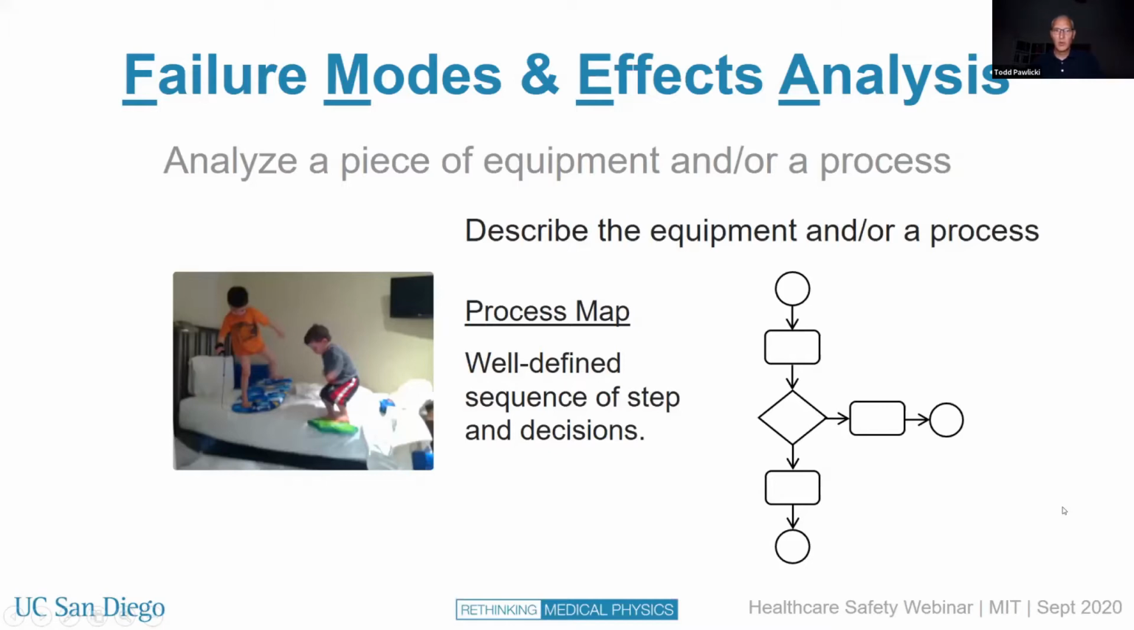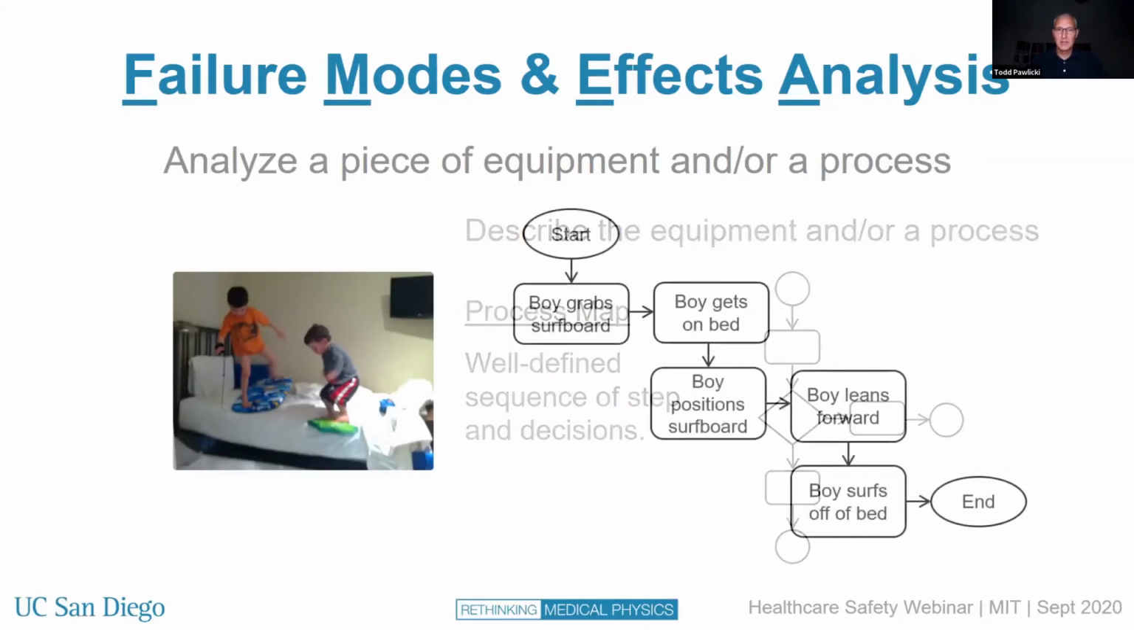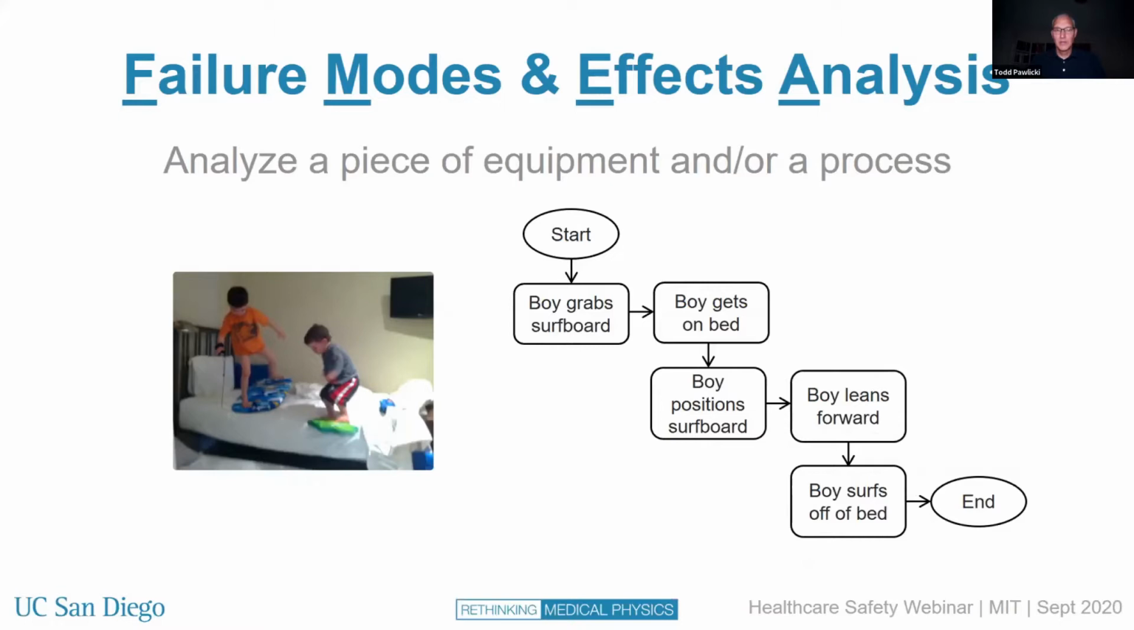One of the key things to point out here is that the process map is very specific to the time order. It's explicitly stated what happens first, what happens next, and when decisions are made in order to complete the process. So for this particular process, a process map might look like this: we have a beginning, the boys grab the board, they get on the bed, they position their surfboard, they lean forward, and then the boys surf off the bed. That describes, in terms of process mapping in FMEA, this process.